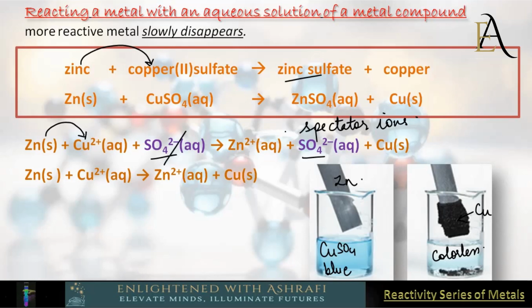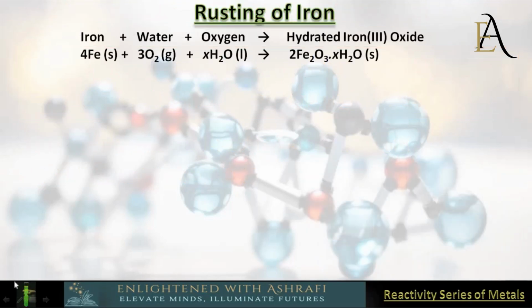So since the spectator ions are being cancelled off, finally we have zinc plus copper ions in the reactants, while zinc ions plus copper in the product. So the more reactive metal is slowly displacing copper, so the blue color changes to colorless.